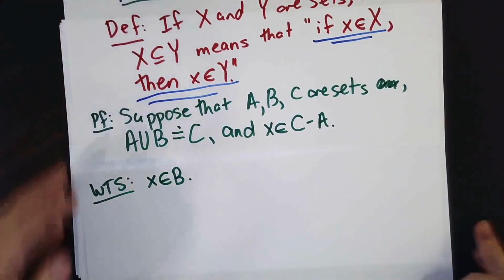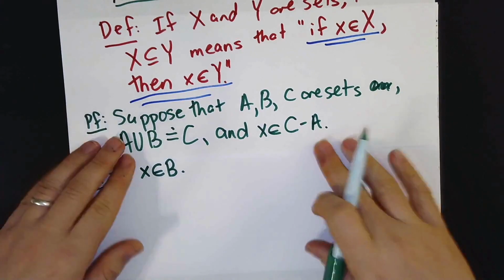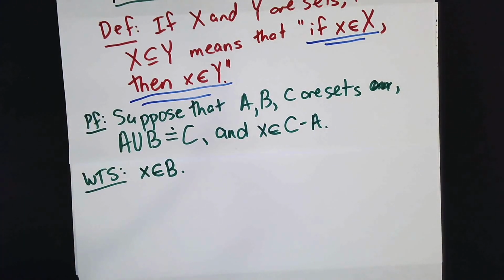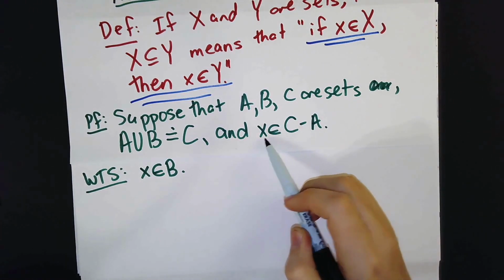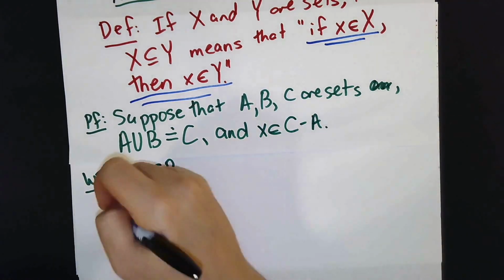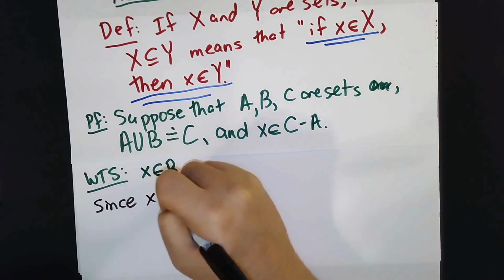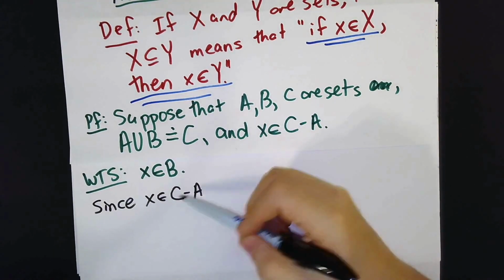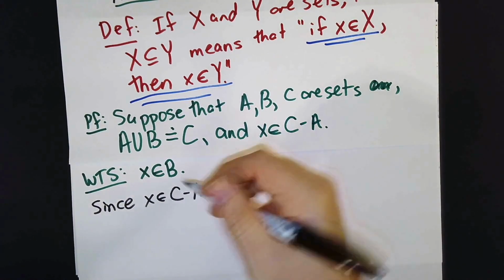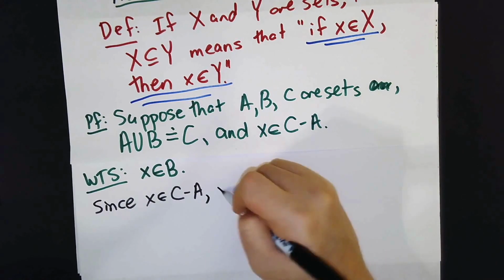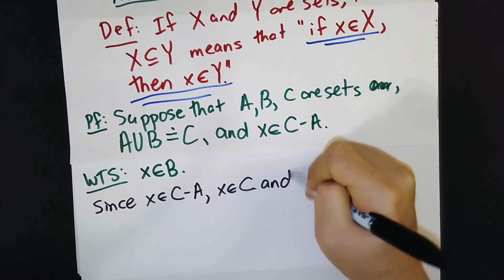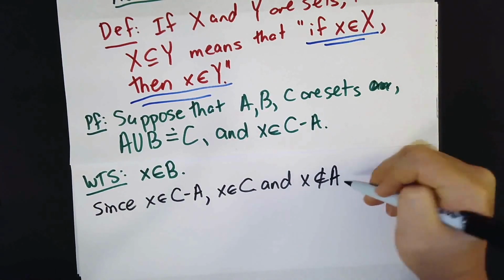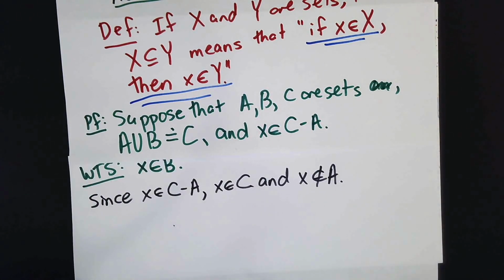But before I can get to x is an element of B, I need to do a little bit more work. Namely, I need to write down this x is an element of C minus A. So since x is an element of C minus A, I can use my definition of C minus A. Namely, C minus A is the set of all the things that are in C that aren't in A. So, namely, since x is in C minus A, x is in C, and x is not in A. Here I've just again written out the definition of something. Namely, in this case, I've written out the definition of set minus.